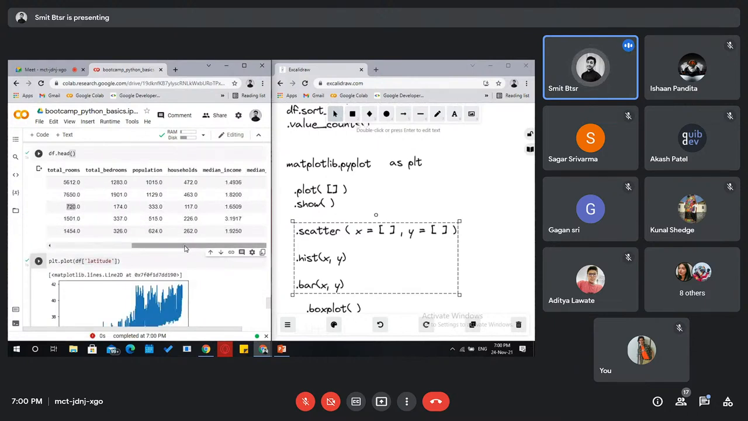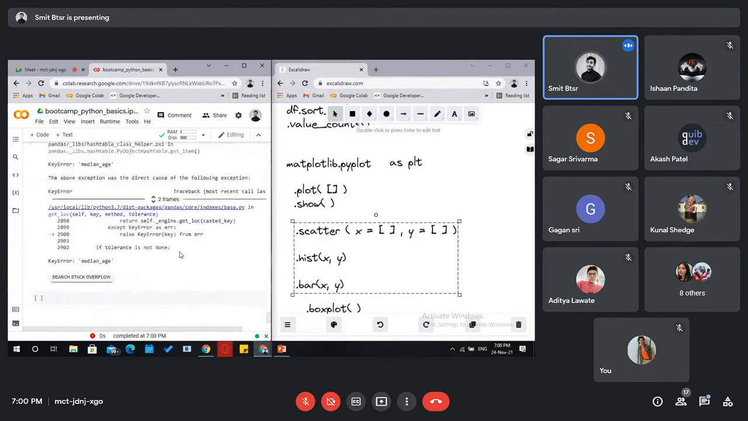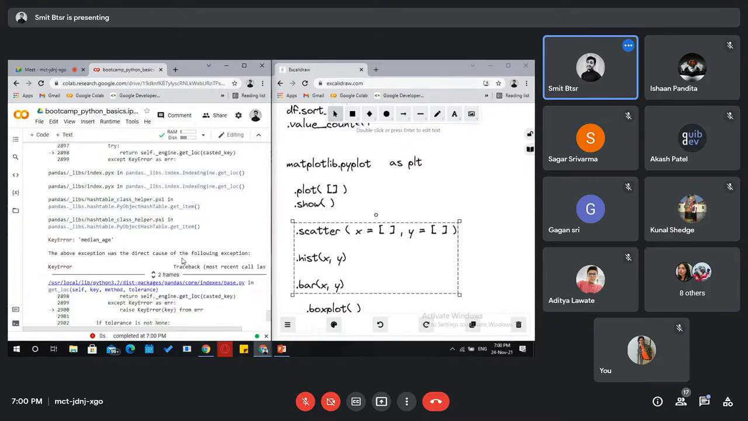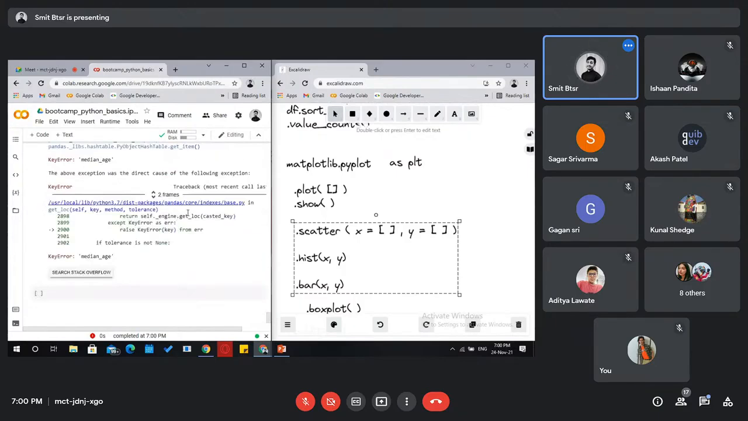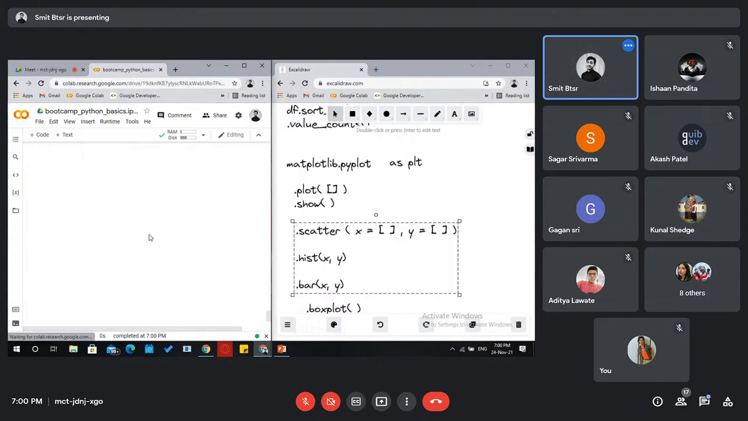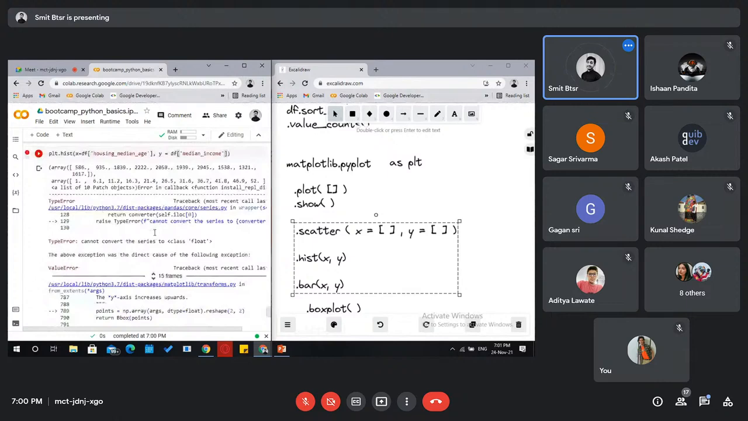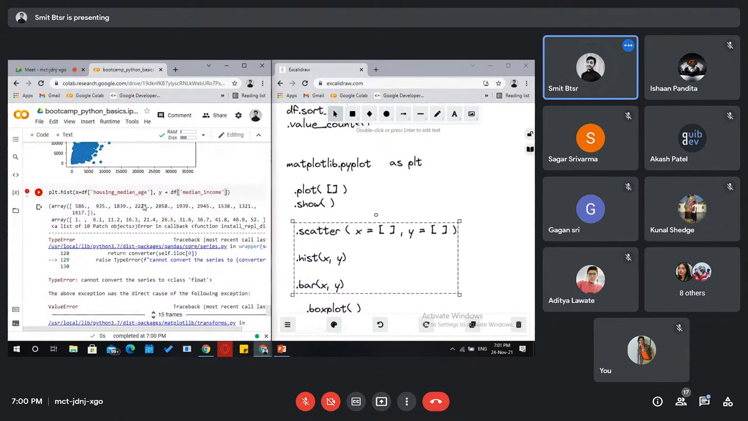Median income and housing median age. It's from here. Let's see. Median income here. Okay. Just a moment, guys.